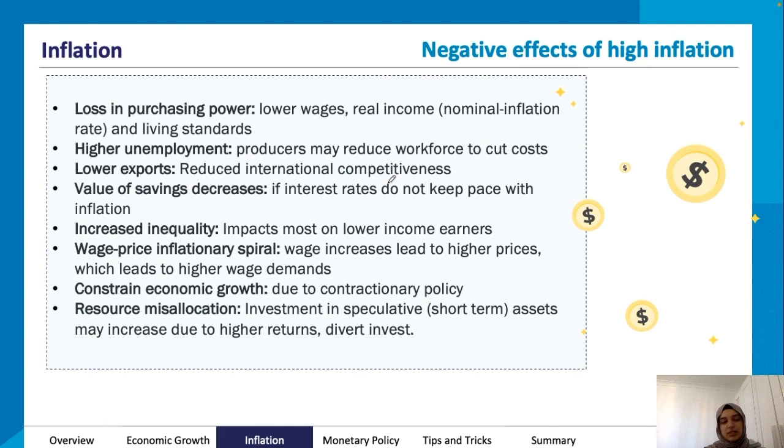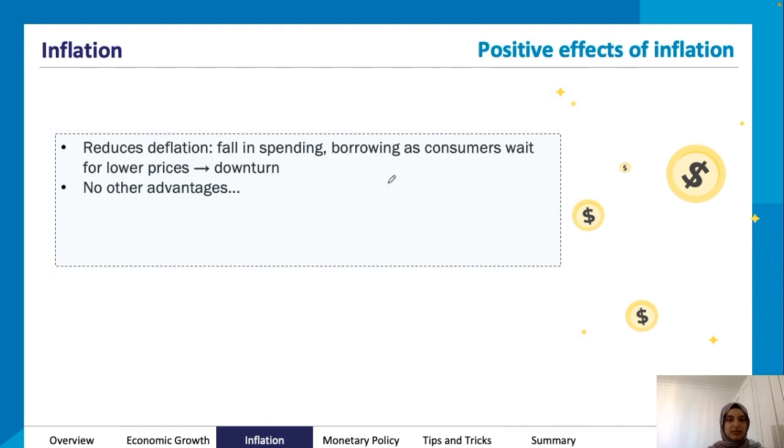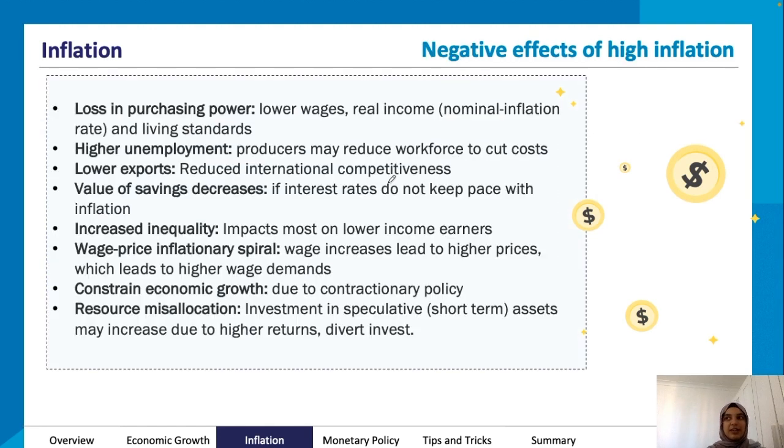Right, so here's a sort of summary of some of the negative impacts. So you have loss in purchasing power, you have higher unemployment, you have lower exports, the value of savings decreases, okay? Increased inequality, which tends to mainly impact lower income earners who don't have as much. Anyway, wage price inflationary spiral, constraining economic growth, and resource misallocation. So you can see the comparison of positive versus negative. So that's why they are always trying to keep the inflation rate targeted, and they're trying to target 2 to 3%.